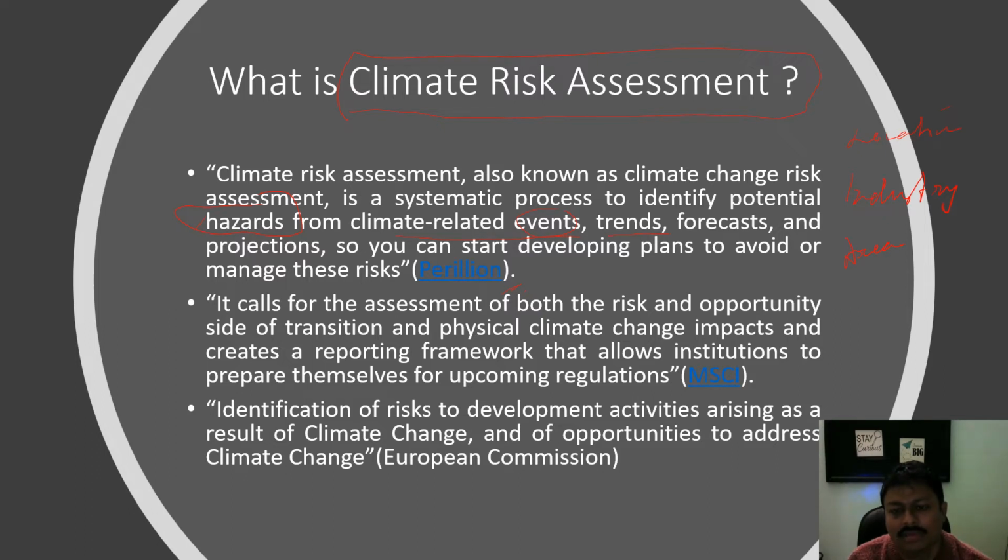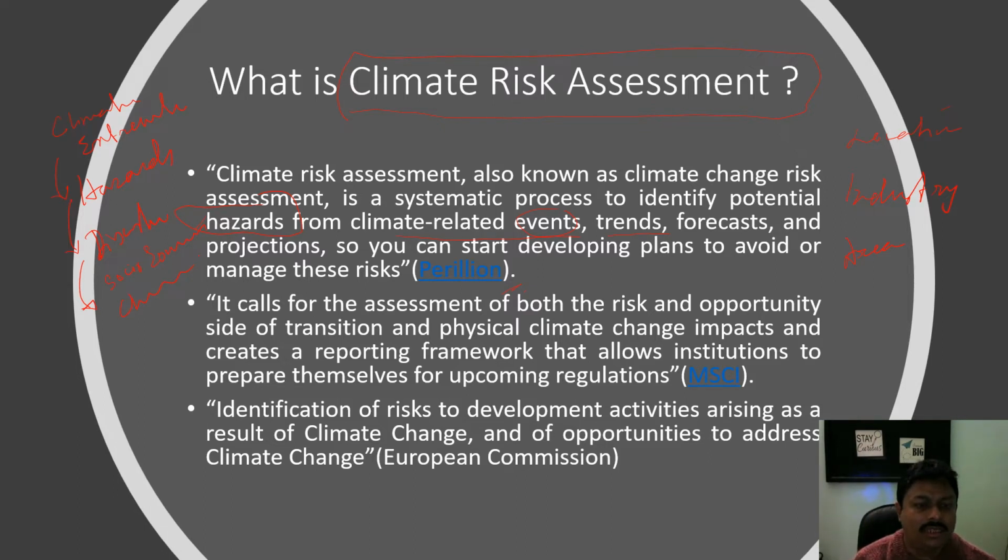Now, another definition says it calls for assessment of both risk and opportunity, side of transition and physical climate change impacts, and creates a reporting framework that allows institutions to prepare themselves for upcoming regulation. So the basic thing is climate extremities, that is climatic abnormalities, resulting in hazards, which result in disasters, which create impact on the socio-economic characteristics of a location, of an area, of a district, of a country, of a plant, of a system.